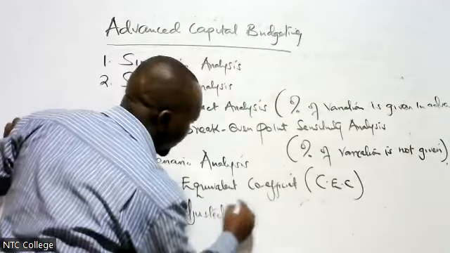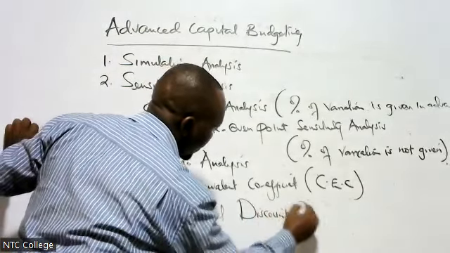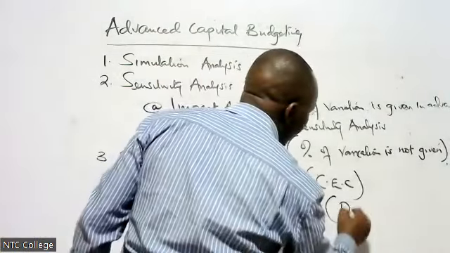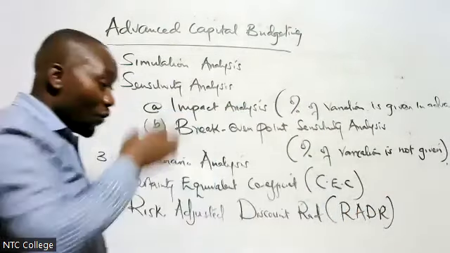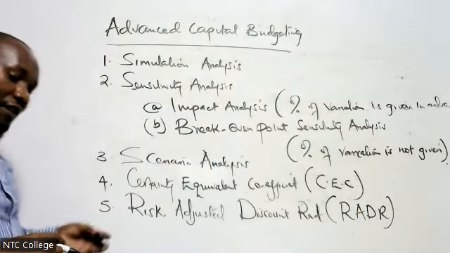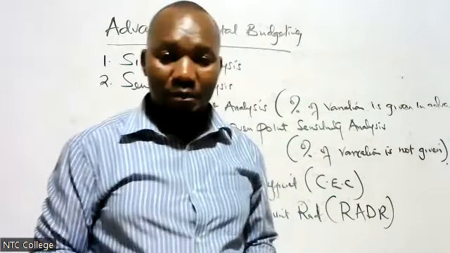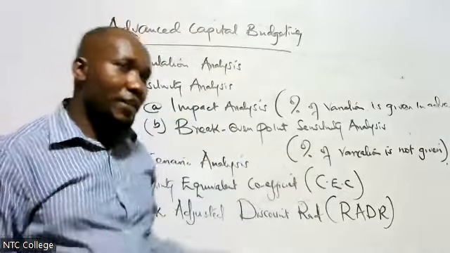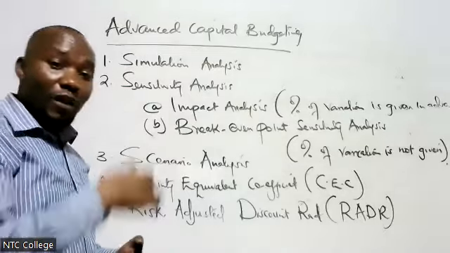Risk-adjusted discount rate, sometimes we call it that. So the risk-adjusted discount rate. Discount rates are normally the rate of interest or rate of return. When you are investing, the rate of return is what we call discount rate. The discount rate can be a cost to somebody, it can be a return to another person.